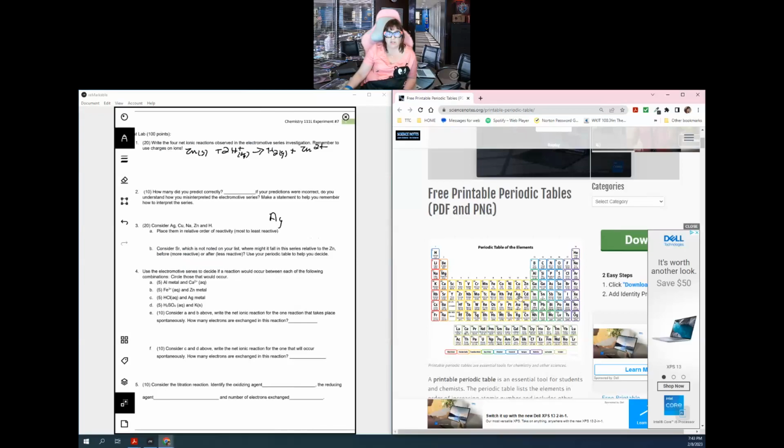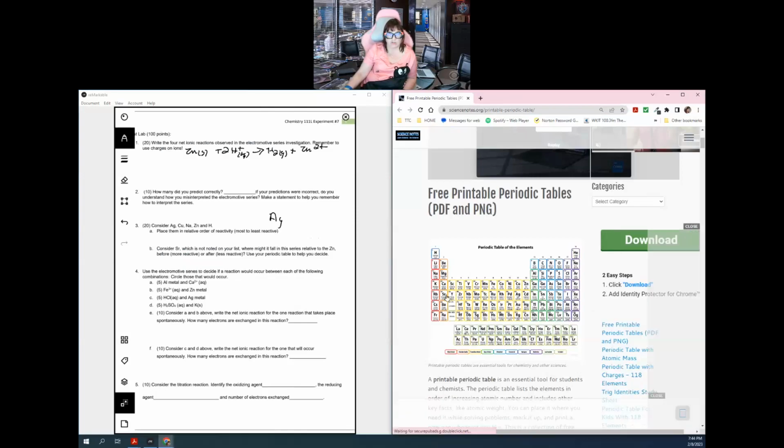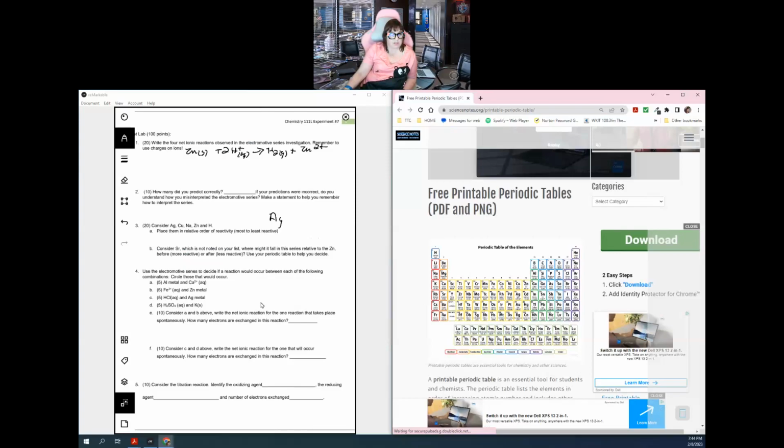So look at the comparison between the ones that are lower than the other ones and do the comparison that way. Okay. So you should have information, based on which row it's in and which column it's in, as to where it should fit in that list. So use the electromotive series to decide if a reaction would occur between each of the following combinations.